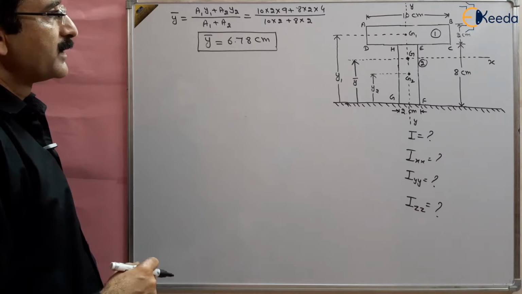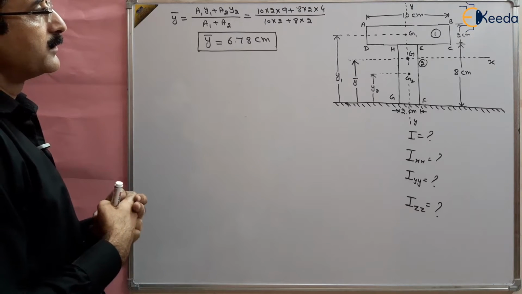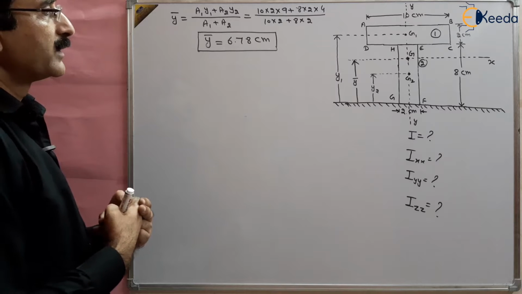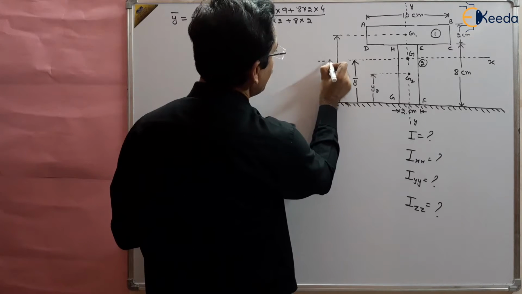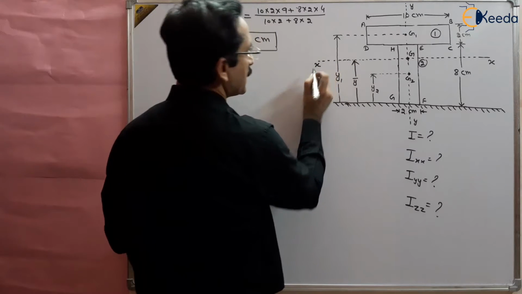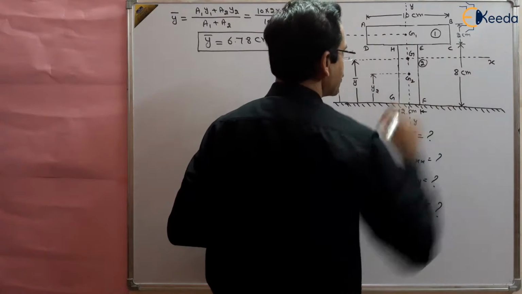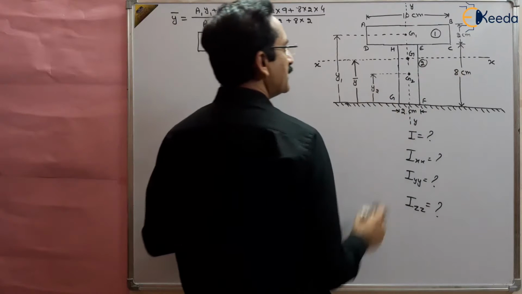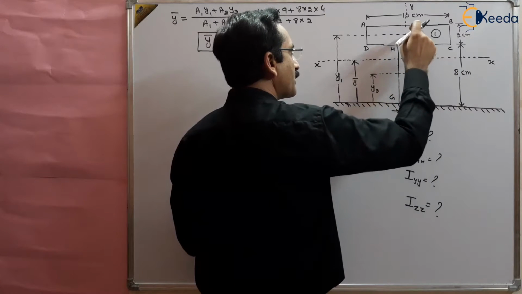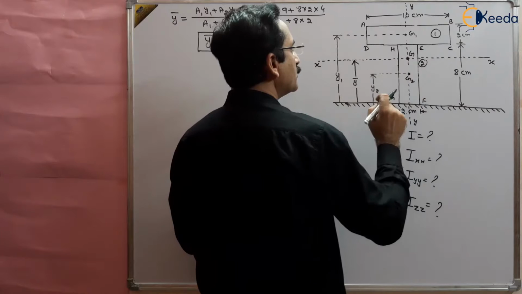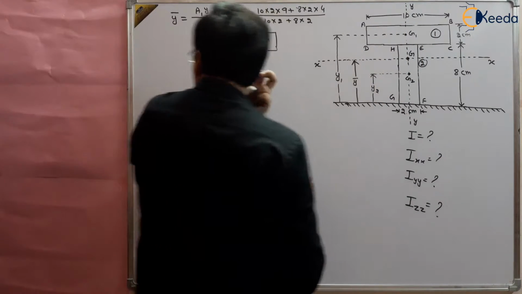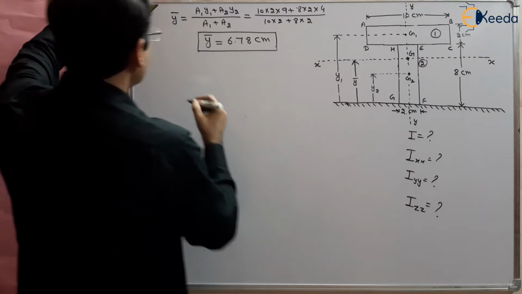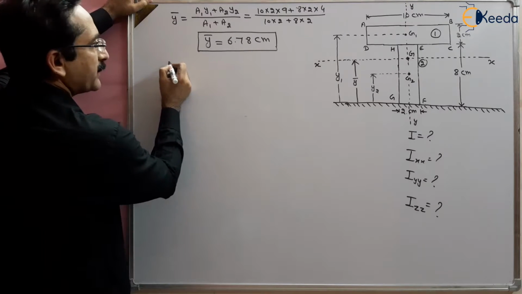Now find out Ig1 and Ig2. If we want to find out the moment of inertia about the x-axis, which is passing through G, we must know the moment of inertia about G1 and G2, and then we can apply the parallel axis theorem, right? So what we can do is apply the parallel axis theorem.